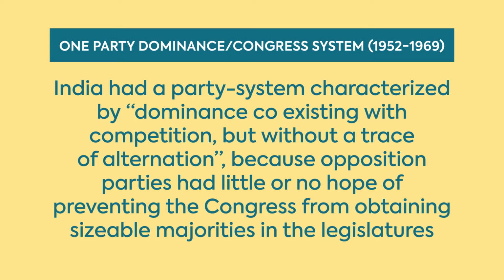India had a party system characterized by dominance coexisting with competition but without a trace of alteration, because opposition parties had little or no hope of preventing the Congress from coming to power, because the Indian National Congress formed a sizable majority in both the union as well as the state legislature.